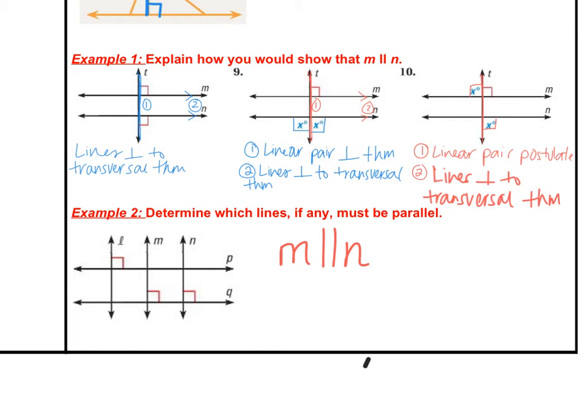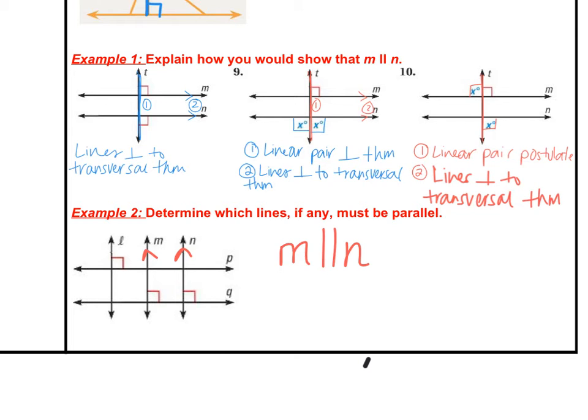Okay. It's M is parallel to N. That's the correct one. But we need to explain why. How come we know that M is parallel to N? Tori, what did you say? Okay. And so which line are M and N both perpendicular to? Q. They're both perpendicular to Q.